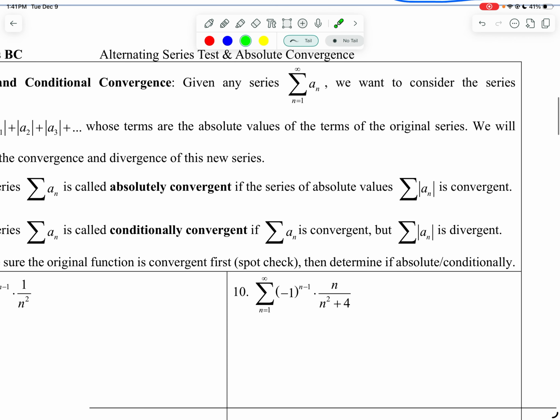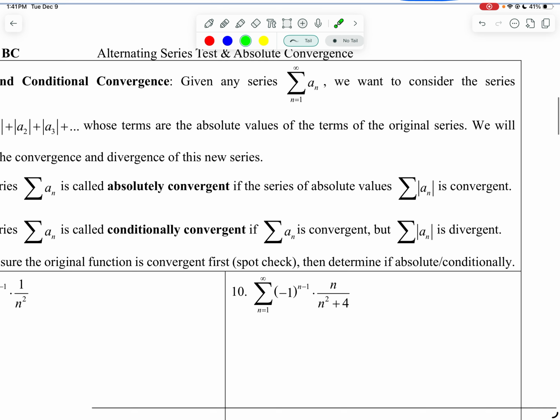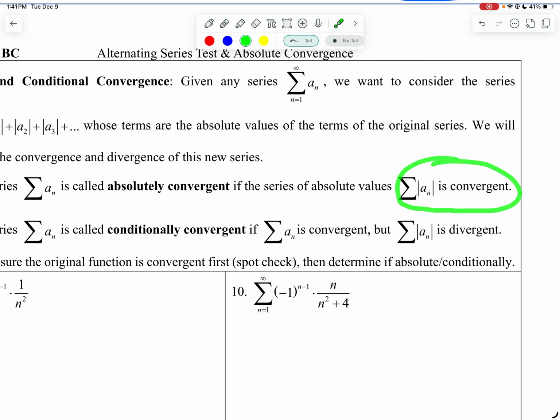Now, once we know that the original series converges, what we're going to do is take the absolute value of the series, and we're going to look at whether it converges or diverges. If we know that the absolute value of the series converges, then the original series is absolutely convergent. That just basically means that no matter if you take the absolute value or not in that series, it's always going to converge no matter what.